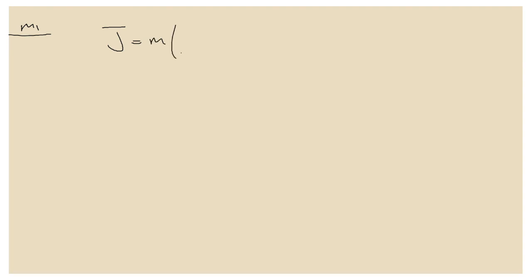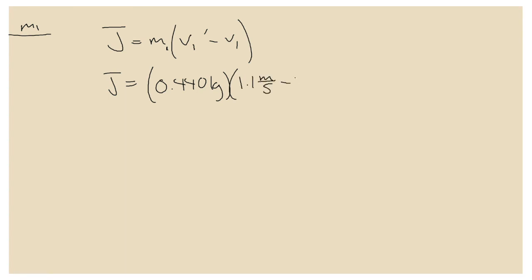Now, I'm not going to write knowns and unknowns here just because this problem was long enough already. But as a quick check, we have J equals M delta V. Notice here, instead of writing final and initial, I've written V1 prime minus V1. And so M1 is 0.440 kilograms. Remember, V1 prime was 1.1 meters per second, and the V1 value was 3.30 meters per second. When you do that math, 1.1 minus 3.30 and then multiply it by 0.440, you get negative 0.968 kilogram meters per second.